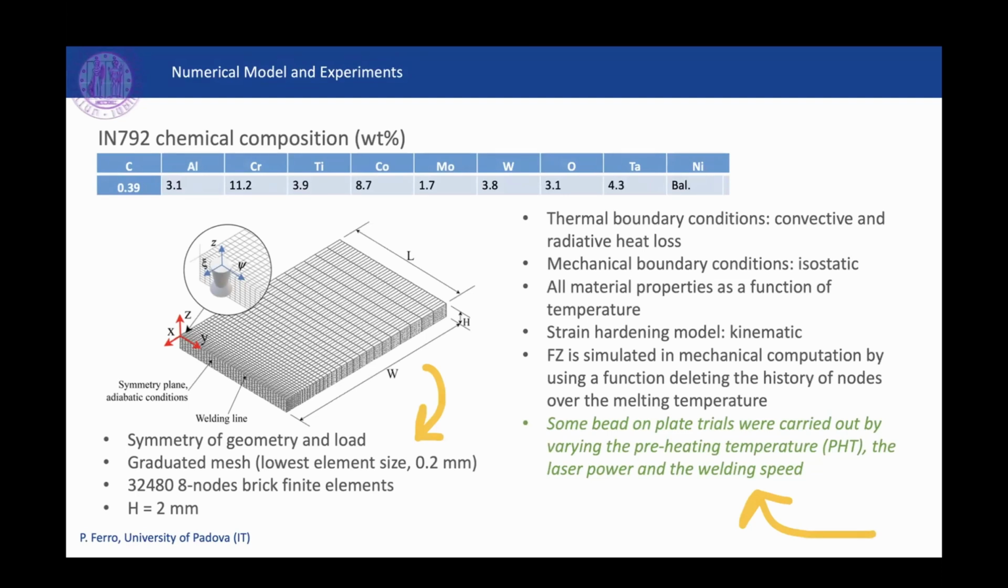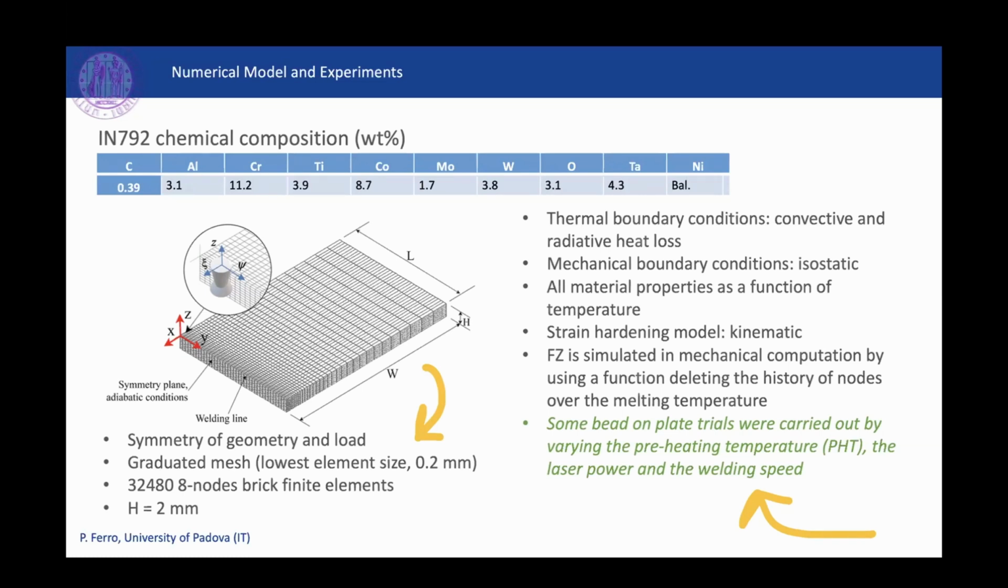The composition of the alloy is given in this table. It is the Inconel 792, a nickel-based alloy with a great amount of chromium, cobalt. The numerical model is schematized in this picture. In particular, you can see the mesh of the plates. We exploit the symmetry of load and geometry, so we modeled only 1/2 of the plate with 8-node brick finite elements.